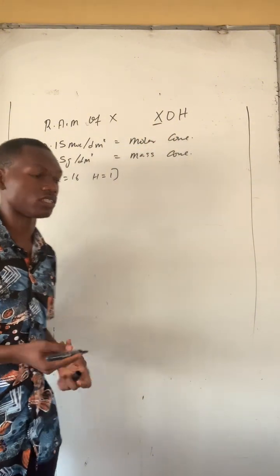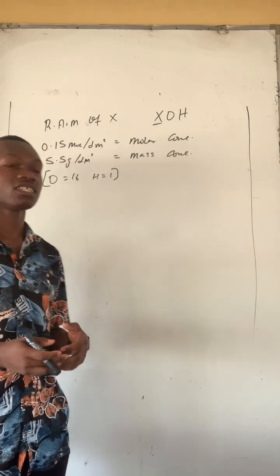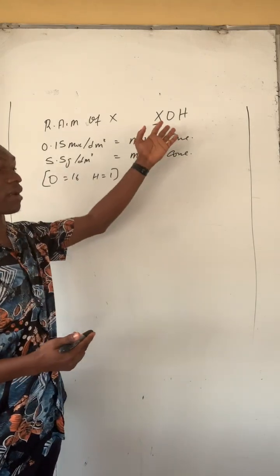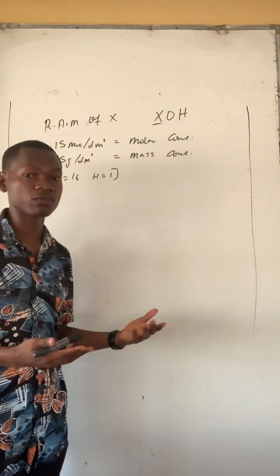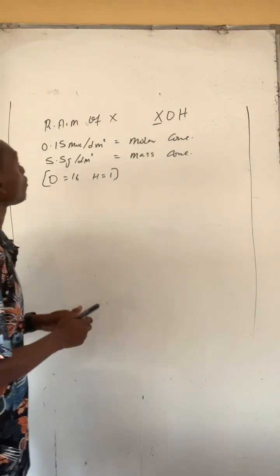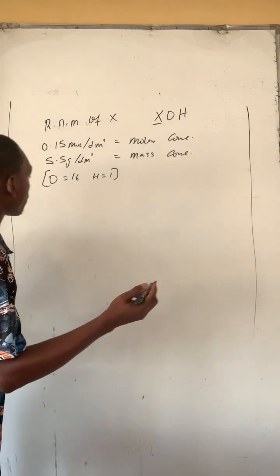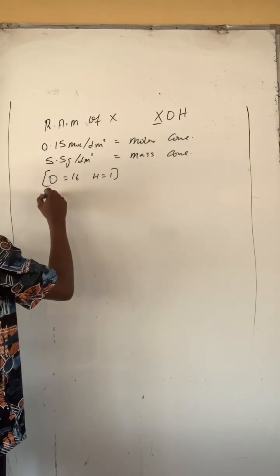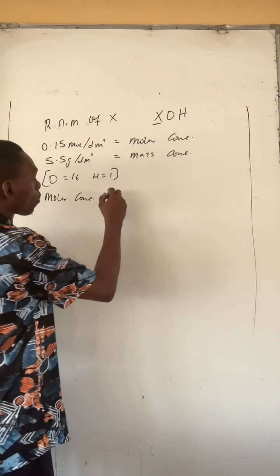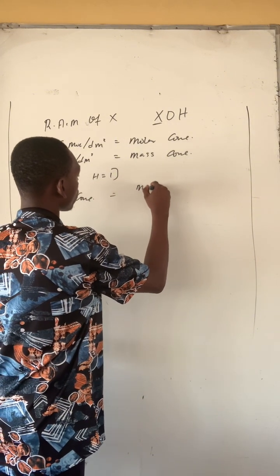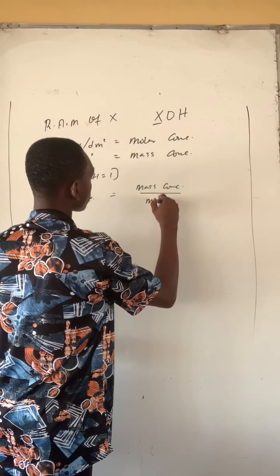Now, how do we calculate it? Very easy. We have to ask ourselves what formula relates mass, relative atomic mass or relative molecular mass, and concentration, because it is what we are given that we use to solve, right? Now we are given concentration in mass and concentration in molar. Now remember that molar concentration is equal to the mass concentration divided by the molar mass.